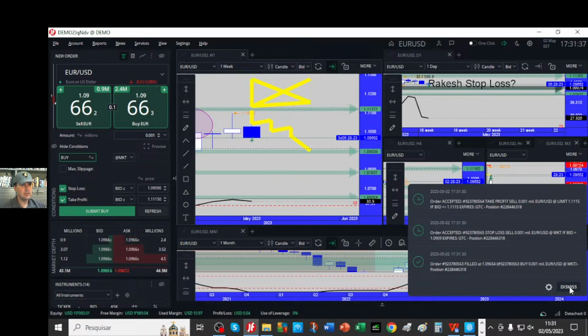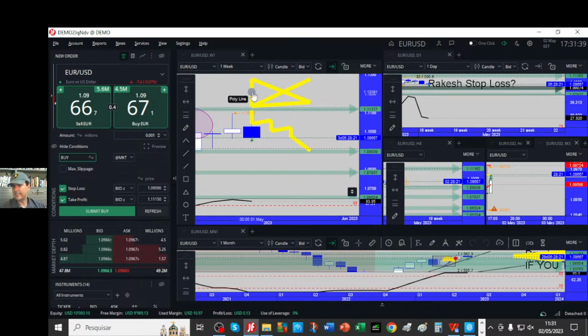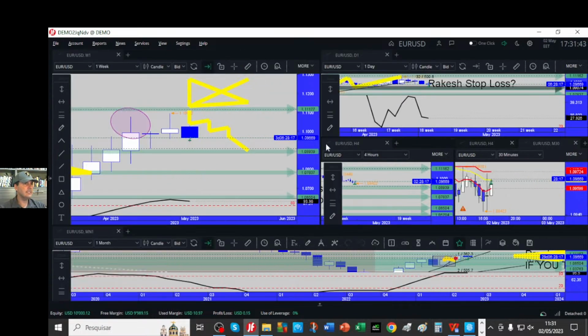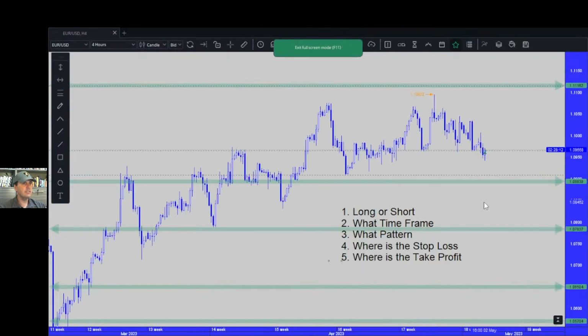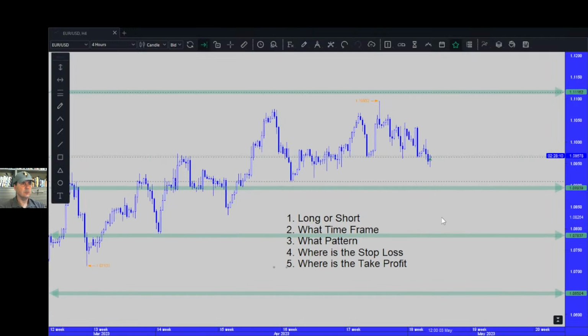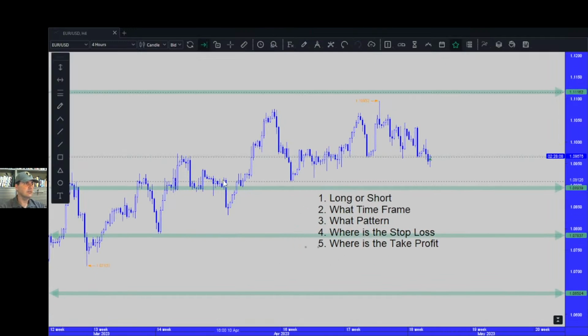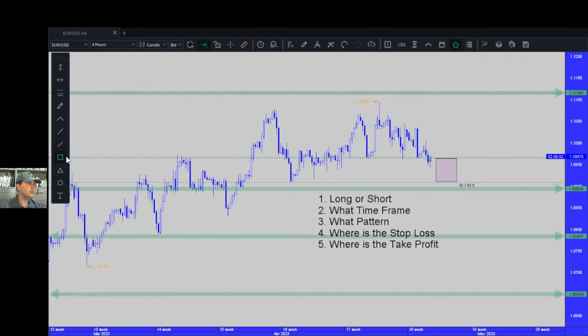Alright. Is that difficult, everybody? Long. Is this that difficult? Is this that difficult, everybody? We are long. Rakesh is one. This is the stop loss, right? And this is the take profit to risk reward ratio. Makes sense?